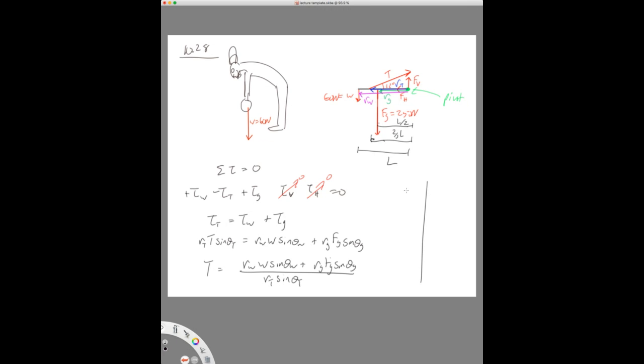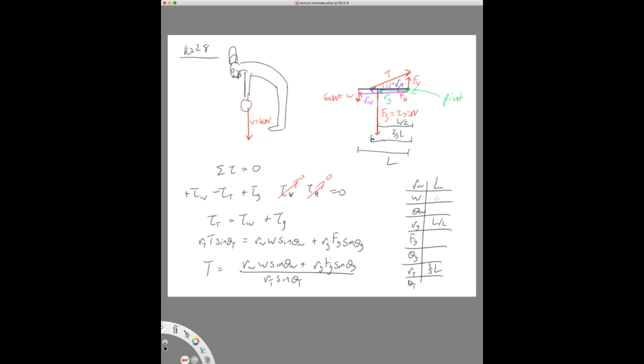So we can make a little table where we put in RW, W, theta W, RG, FG, theta G, RT, and theta T, and now we just fill them in. So the RW is the full length. Let's do the R's first. RW is full length, RG is L/2, and RT is 2/3 L.